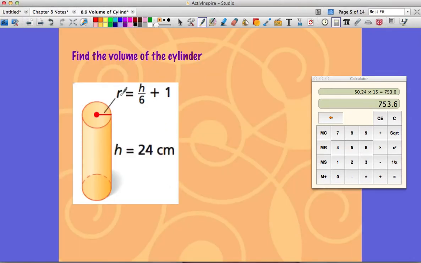Okay, so in this case, the radius is equal to the height divided by 6 plus 1. So we have to do a little bit of extra work here. Our formula is still volume equals pi radius squared times height.